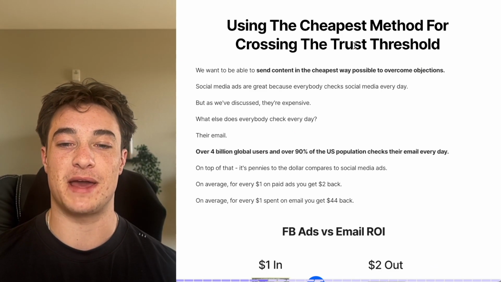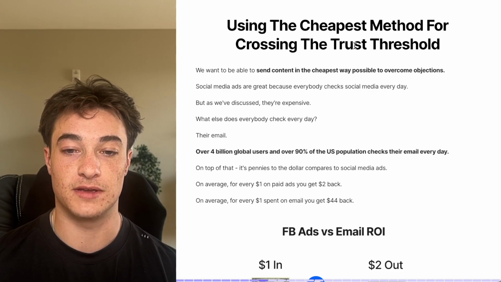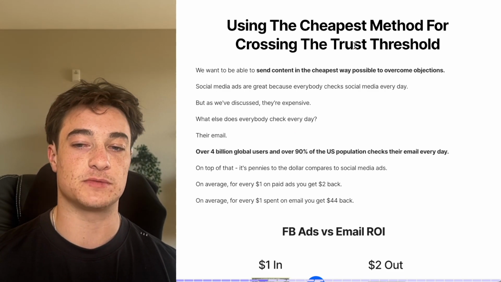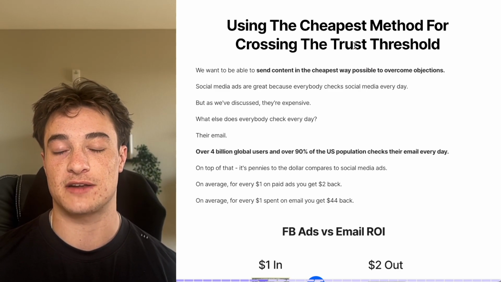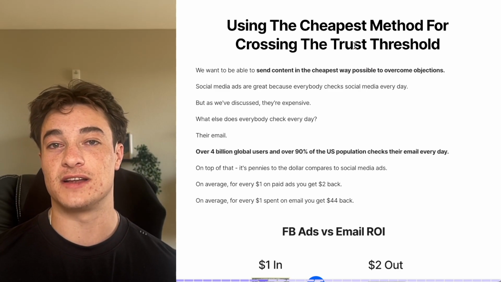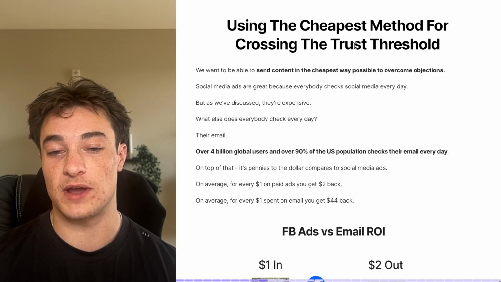So, using the cheapest method for crossing the trust threshold. We want to be able to send content in the cheapest way possible to overcome objections. That's our only way to drive down our cost of acquisition. We have to send content, so we might as well do it the cheapest way possible.